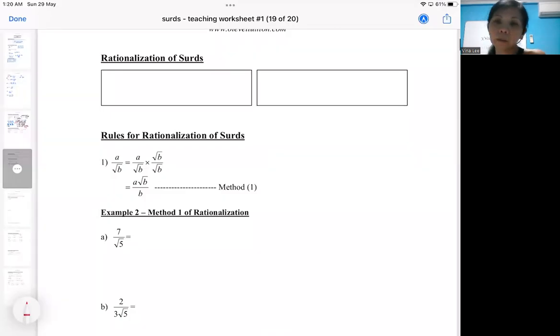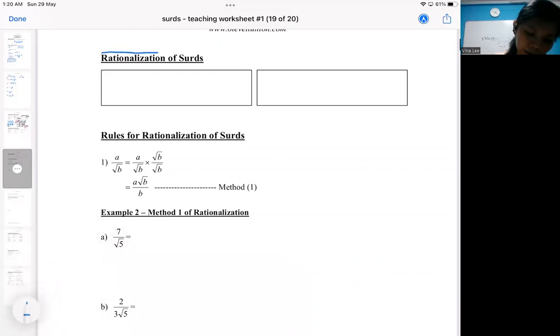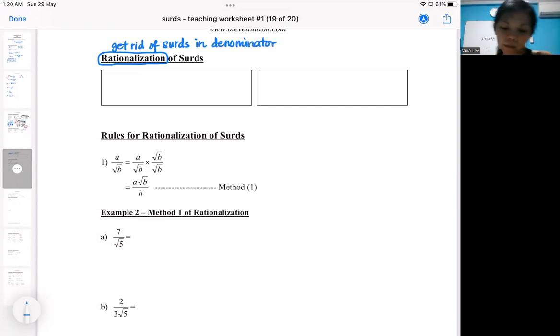So now we're going to talk about the rationalization of surds. So the word is a very big word, rationalization of surds. So the real meaning is we are trying to get rid of the surds in the denominator. And it is only specifically in the denominator. So you might want to think of it as being illegal to have surds in the denominator.